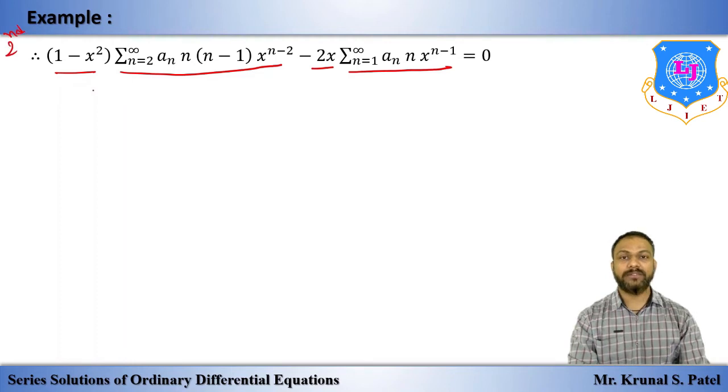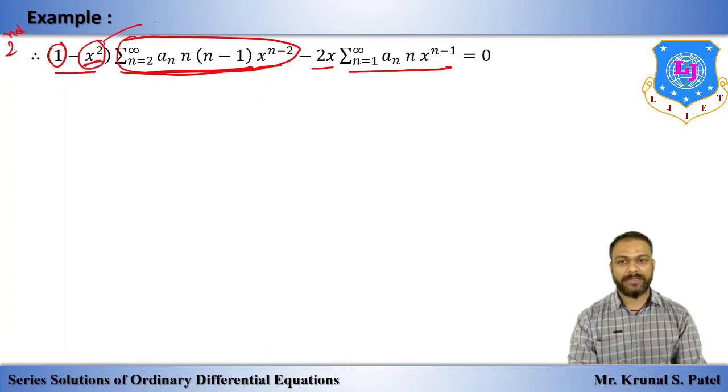Okay, now we have the third step, as I told, simplification. What is the meaning of simplification? You have to multiply this one with this entire sigma. So 1 into sigma is as it is, and minus x square into this sigma. So x square multiplied with x raised to n minus 2, and we know that if the base is the same, we add the powers, that means n minus 2 plus 2. The 2s cancel, so we have x raised to n.